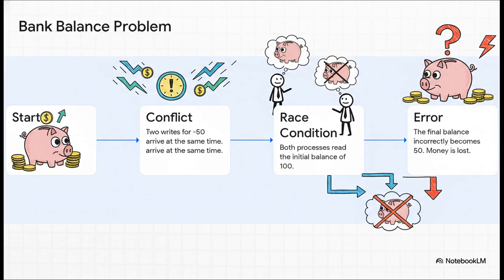Let's make this super concrete. Imagine a bank account with $100 in it. Now, two different payment requests for $50 arrive at the exact same instant. Without serialization, both of those processes could read the balance as $100, both of them subtract 50, and both of them write back a new balance of $50. The bank just lost $50, and the customer is furious. That is a race condition, and it's exactly why financial systems have to get serialization absolutely perfectly right.